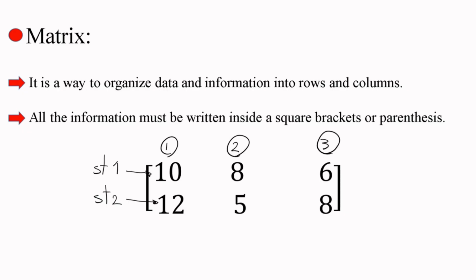And now I want to find the meaning of this matrix. What does it mean? It means the first store, which is store 1, first row, has sold 10 of first item, 8 of second item, and finally has sold 6 of third item. And the second store has sold 12 of first item, 5 of second item, and 8 of third item. So every matrix can have a meaning.